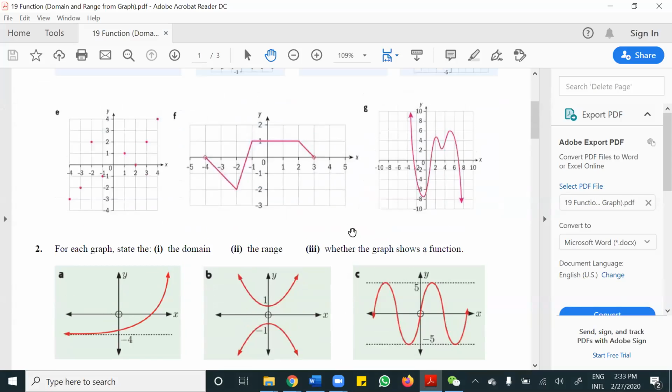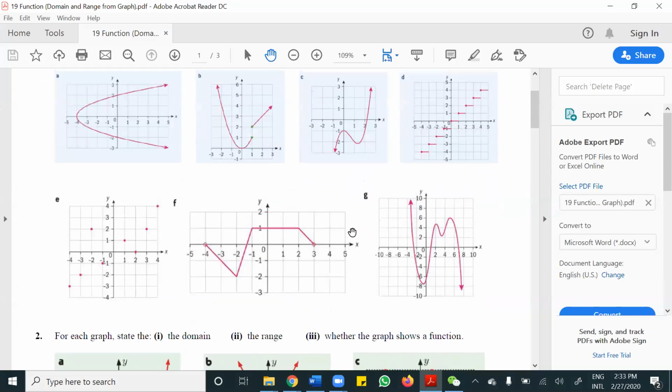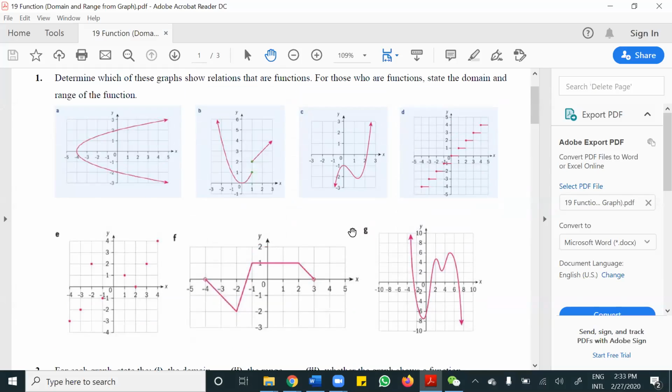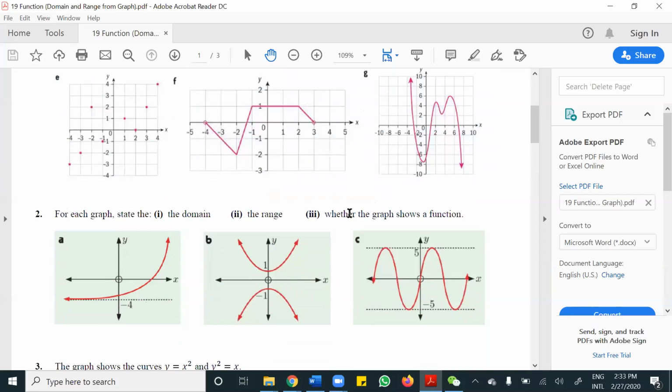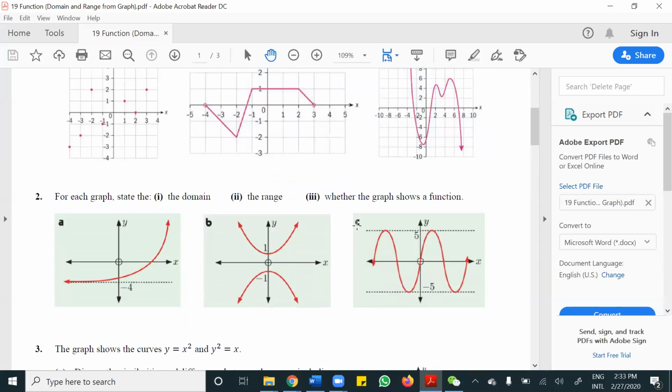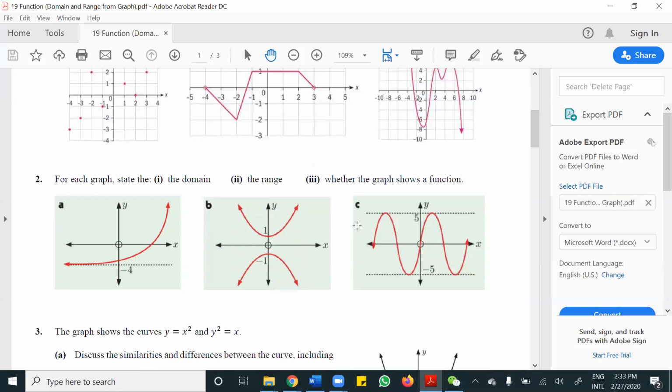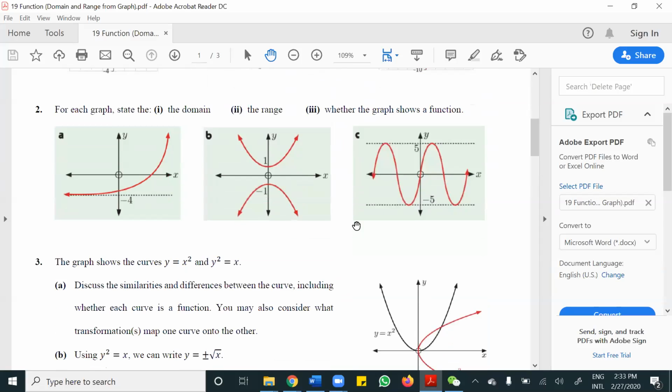Can we all see the worksheet? Let's see. Question 1 asks you to determine if it's a function or not. And for those that are functions, state the domain and range. Question 2 is about domain, range, and whether the graph is a function. Okay. Let's consider question 2.